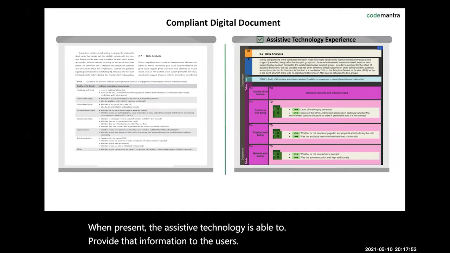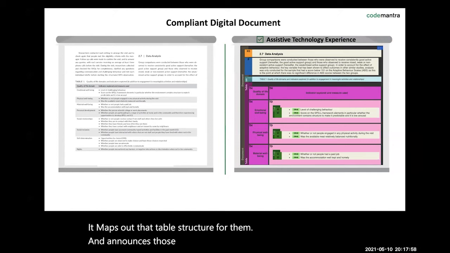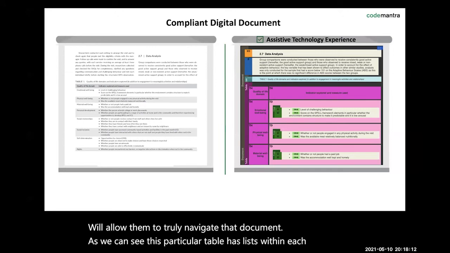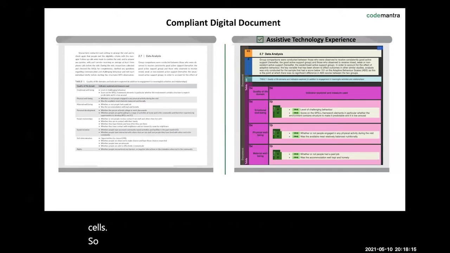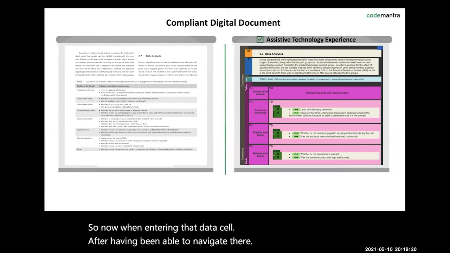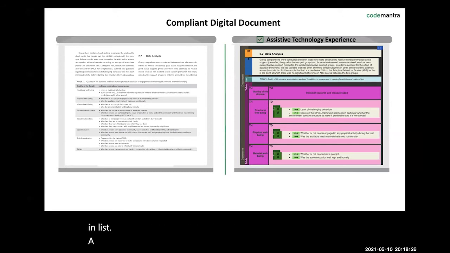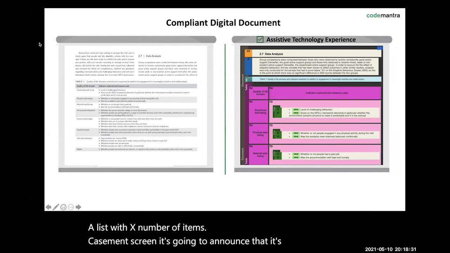It maps out that table structure for them and announces those things, as I had mentioned, the column heads, the row heads, and will allow them to truly navigate that document. As we can see, this particular table has lists within each of the data cells. So now, when entering that data cell, after having been able to navigate there because of this structure, the user is immediately told that they've entered a list with X number of items. In this case on the screen, it's going to announce that it's a list with 2 list items.